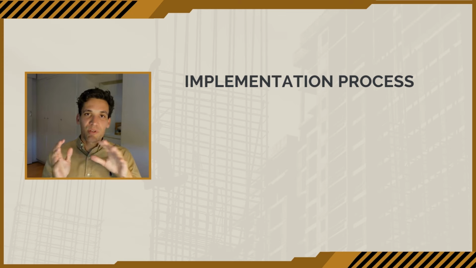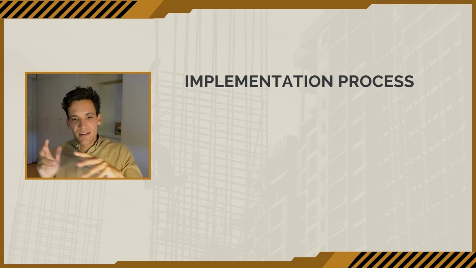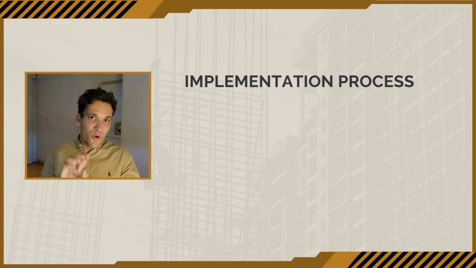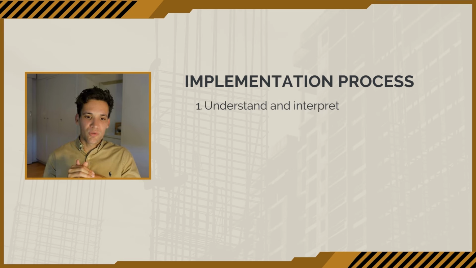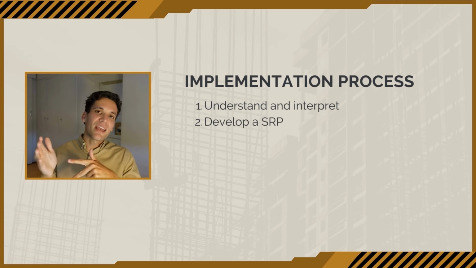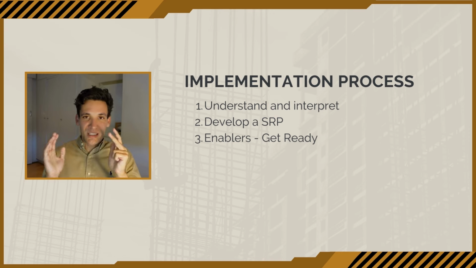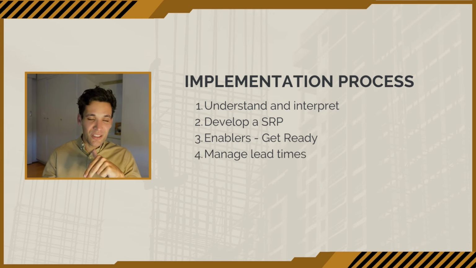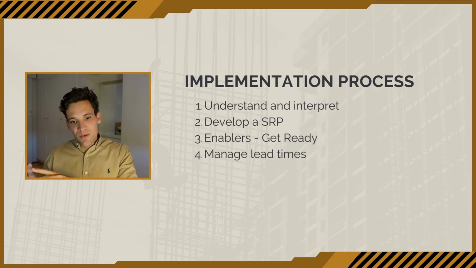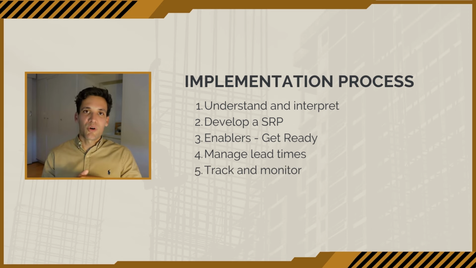So these are the steps we need to follow to take this plan and put it into action. The first of these is to understand and interpret the overall project schedule. Then we need to develop a short-range program. We then need to look at every activity in the short-range program and understand what needs to be in place to complete the works. We need to pay attention to lead times and how long it takes to get these different things in place. And then we need to implement them and then carefully track and monitor progress.